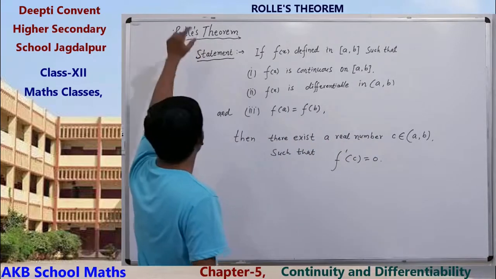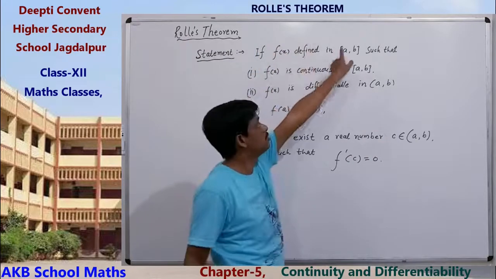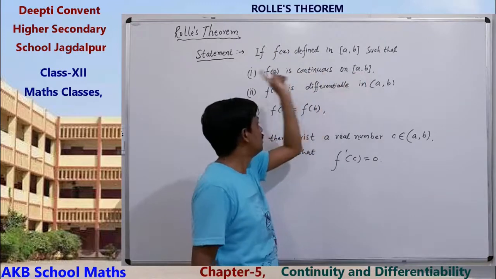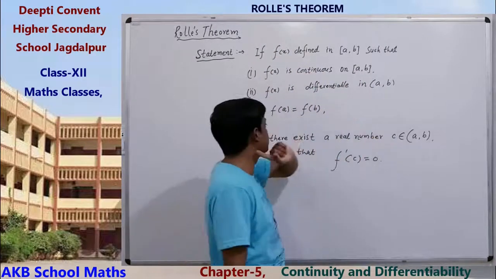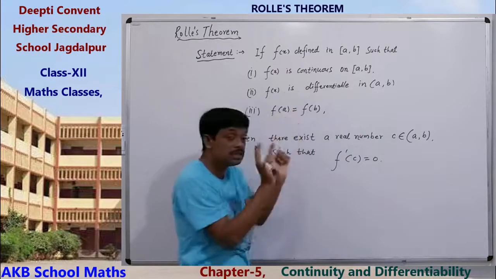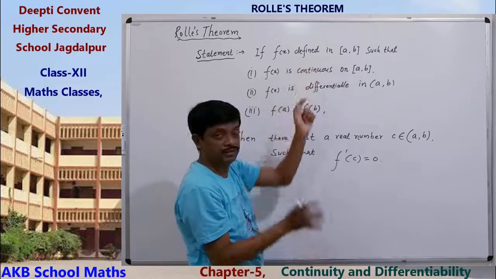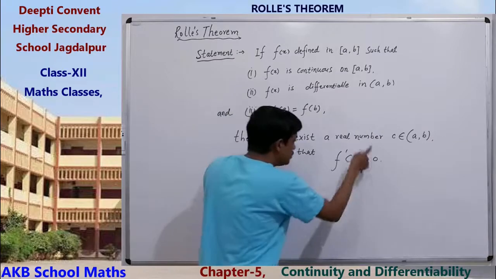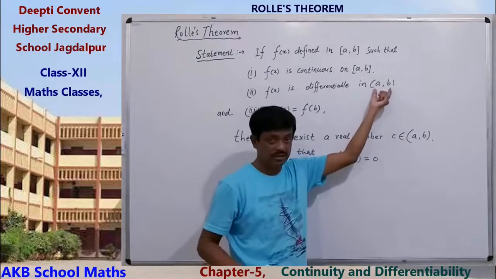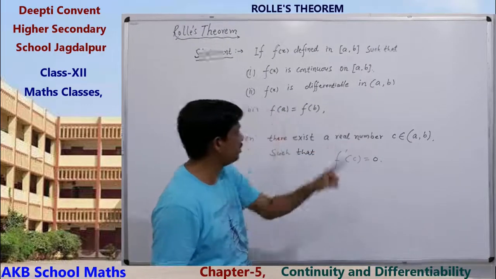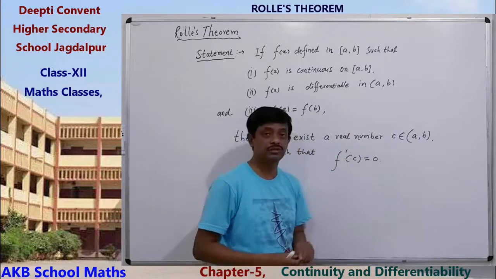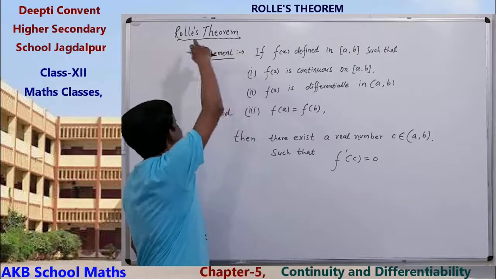That means for a function defined in the closed interval [a, b], if it is continuous in the closed interval, differentiable in the open interval, and the values of the function at the endpoints are equal, then we can get this result. Between a and b, there will be a number c such that at that point the derivative of the function equals 0. This is the statement of Rolle's theorem.